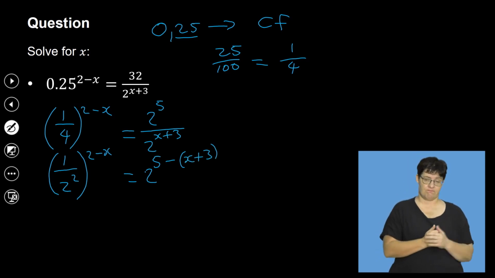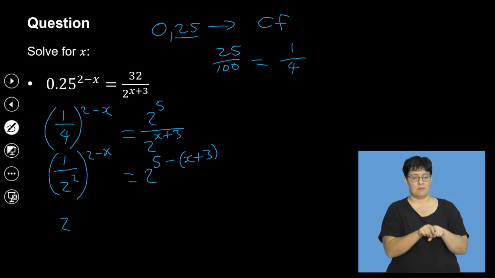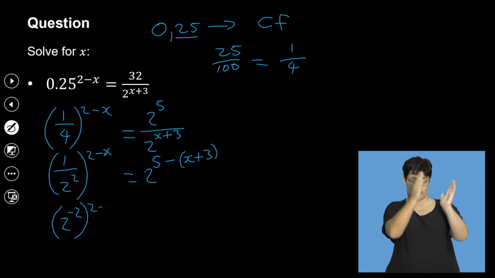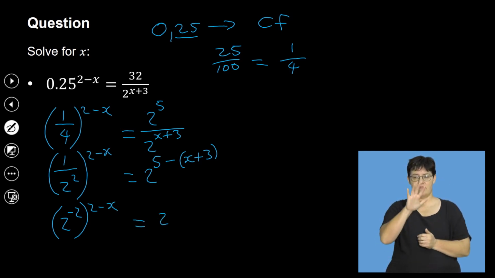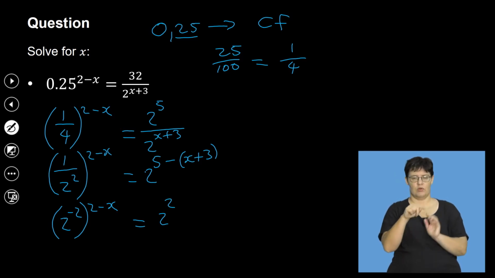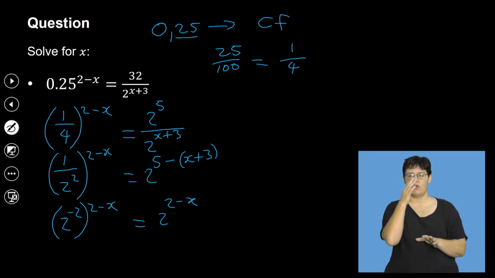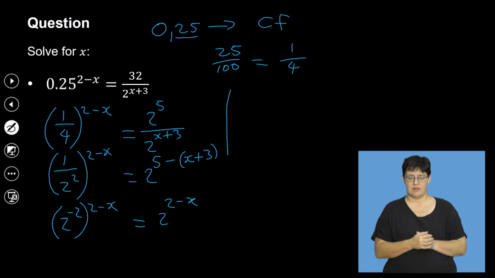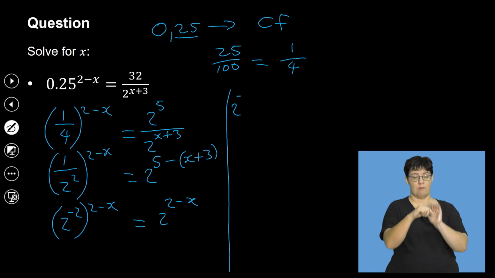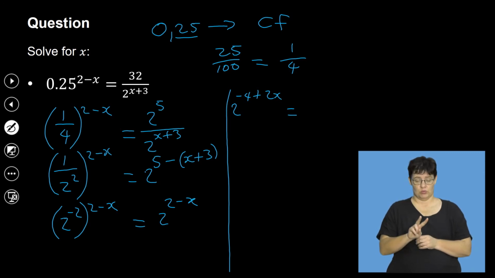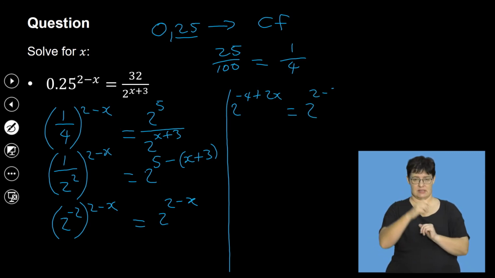And then on the left-hand side, you know that this is going to be the same as negative 2 as the exponent, and then 2 minus x is equal to 2 to the exponent of 5 minus 3 will be 2 minus x, and then you can simplify this from there, right? So this will be 2 to the exponent of minus 4 plus 2x equal to 2 to the exponent of 2 minus x.